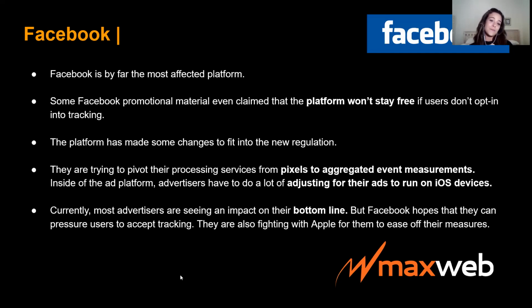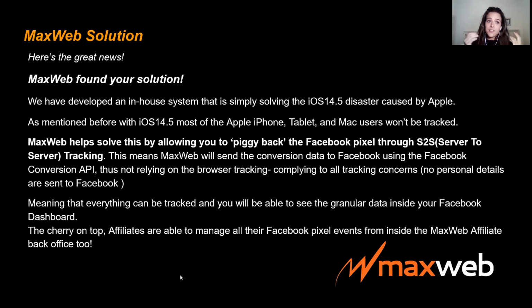The platform has made some changes to fit into the new regulation. They're trying to pivot their processing services from pixels to aggregated event measurements. Inside of the ad platform, advertisers have to do a lot of adjusting to their ads to run on iOS devices. There's a lot of work going into the situation. Currently most advertisers are seeing an impact on their bottom line, but Facebook hopes that they can pressure users to accept tracking. They're also fighting with Apple to ease off their measures. So we'll just have to keep an eye on it.